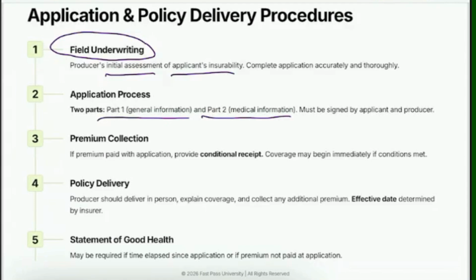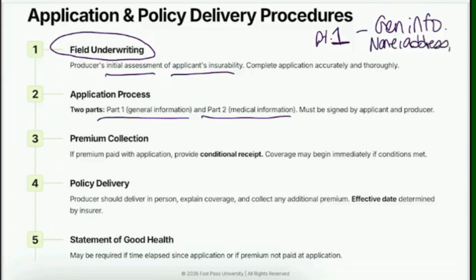It is general information. Okay, so part 1 is general info. What does that mean? Name, address, age, lifestyle, and questions like that. Do you go skydiving? Have you left the country? What are your assets? What are your needs? All of that general information.